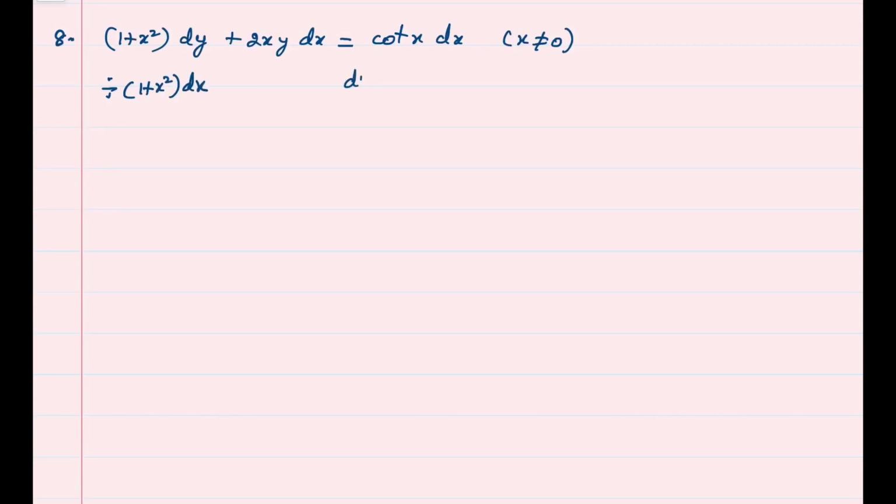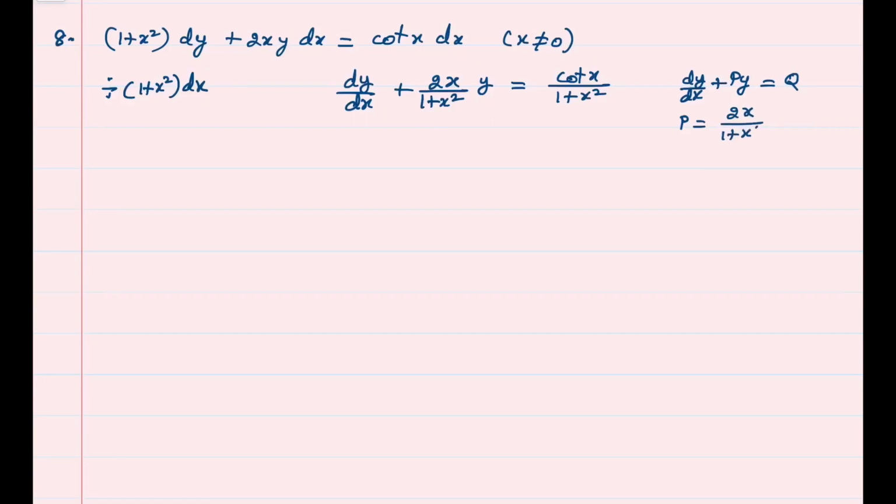We get dy by dx plus 2xy divided by 1 plus x square, dx and dx will get cancelled. Here cot x divided by 1 plus x square, again dx and dx will get cancelled. Now this equation is of the linear form, dy by dx plus py equal to q, where p is 2x over 1 plus x square and q is cot x over 1 plus x square.